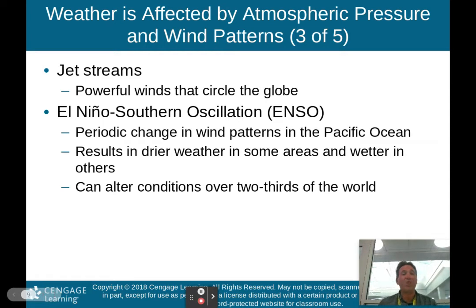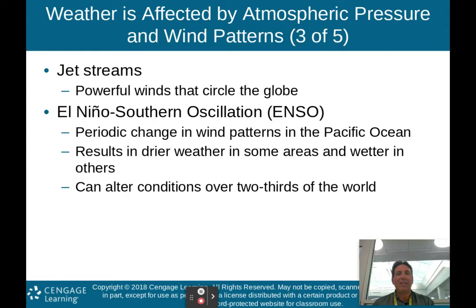Now, we also have the jet stream, and again, you're thinking back to your earth science days, which is powerful winds at about 30 to 35,000 feet in the air that actually circle the globe and drive our weather systems around the earth. So the jet stream is what kind of drives these air masses, these low pressure, high pressure, these fronts around the earth.